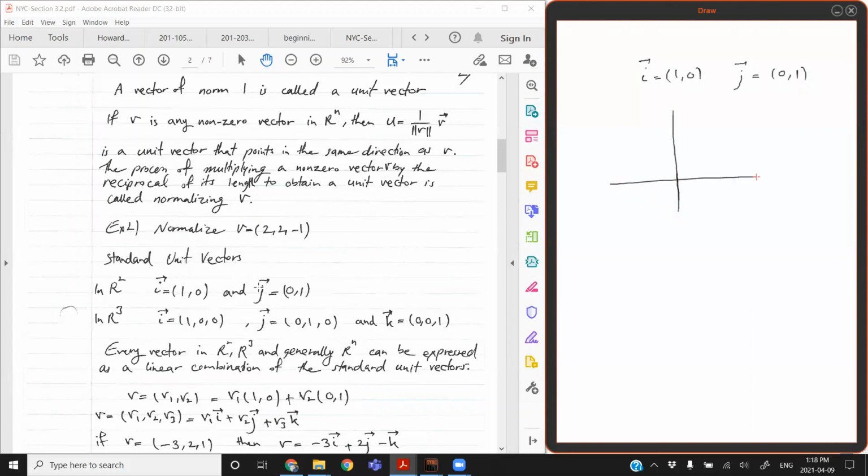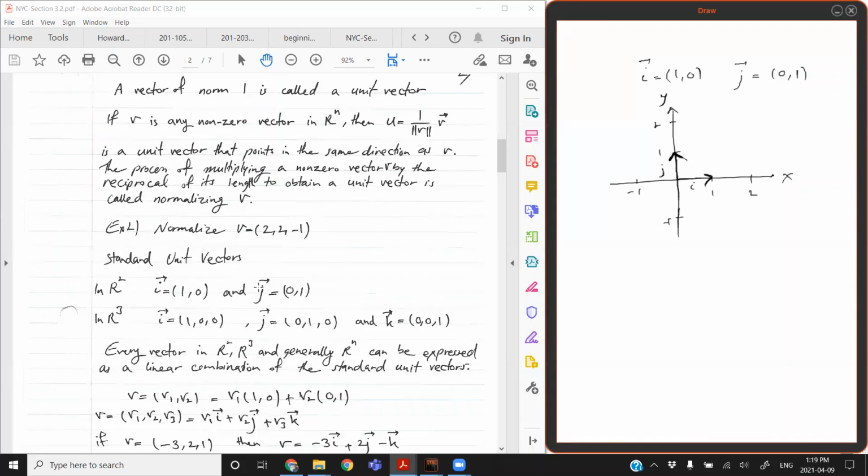So if this is the R2, and let's say this is 1, this is 2, negative 1 here, negative 1 here, 1, 2. So this vector here and this vector here. If this is the x-axis, that would be i. And if this is the y-axis, that would be j. These are called standard unit vectors.